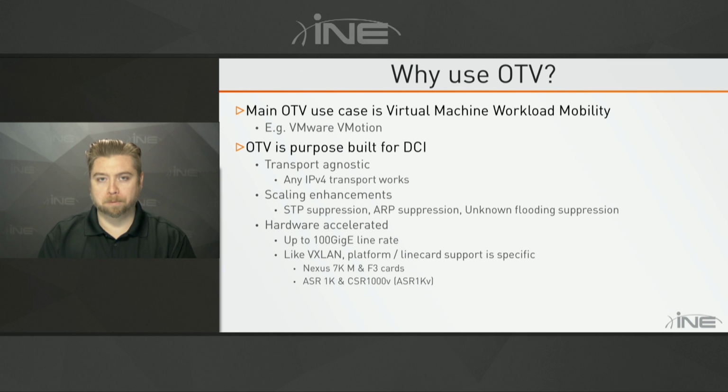The only real requirement for OTV is that you can ping between the two endpoints, like you have regular IPv4 reachability, and then we can take Ethernet, put it inside IP, route the packet to the remote end, and then remove the Ethernet header out of it. Okay, besides using the regular hardware platforms that we're looking at today, like the Nexus 7Ks, you can also run OTV on Cisco's virtual router, which is the Cloud Services Router 1000V or the CSR 1000V.